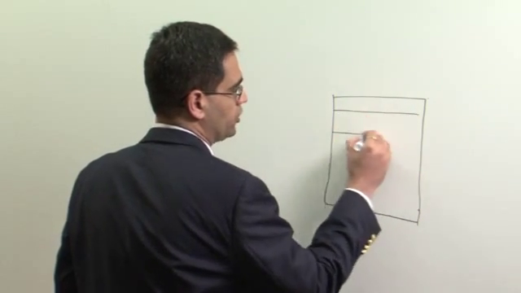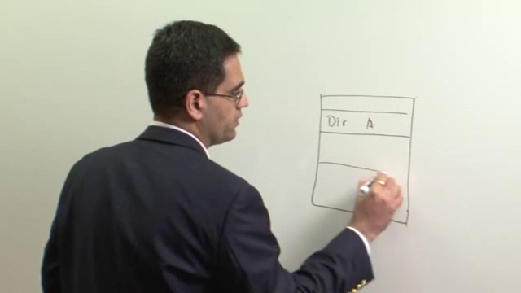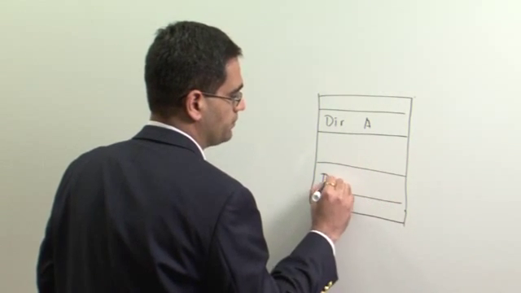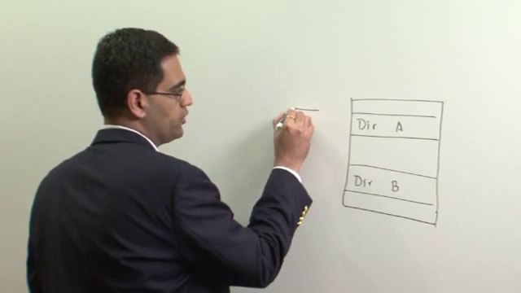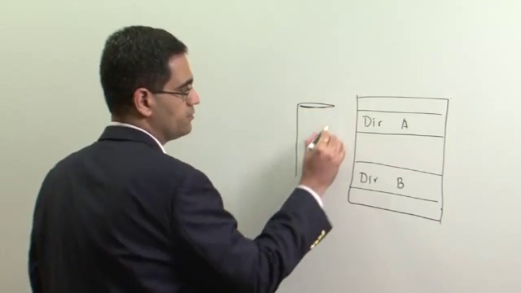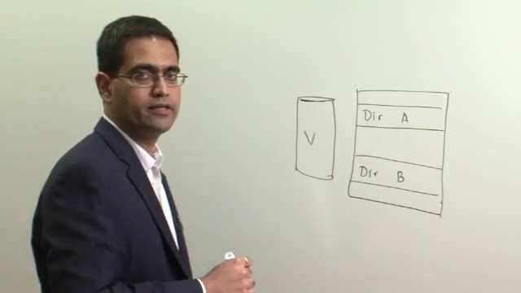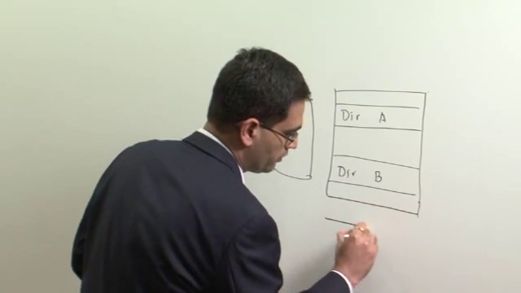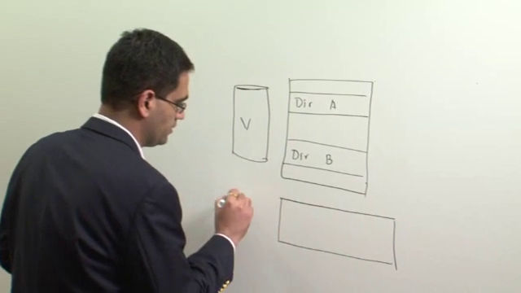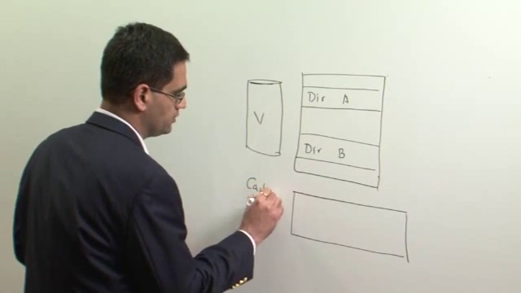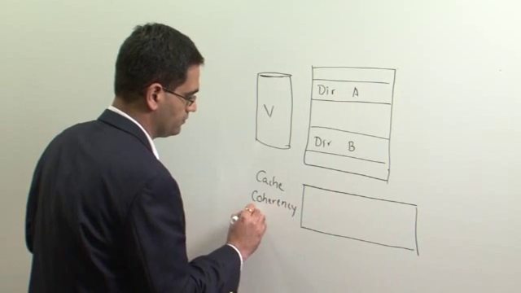I'm just going to draw 2 directors, director A, and let's do director B. I have the same volume, and I'm just going to draw a common volume that's presented across both these directors. And just for tracking this, this is the cache coherency directory.